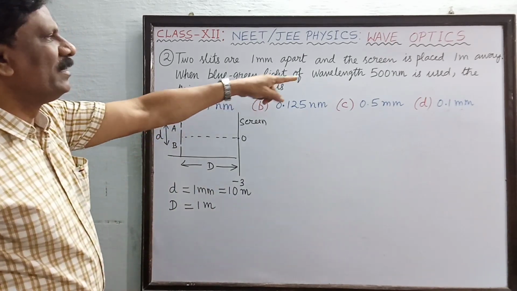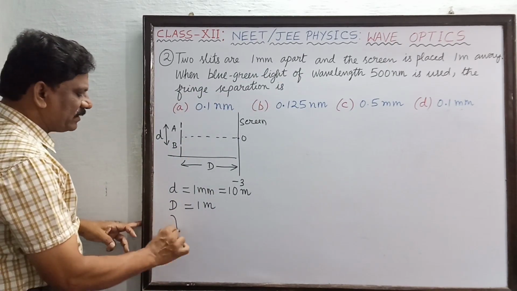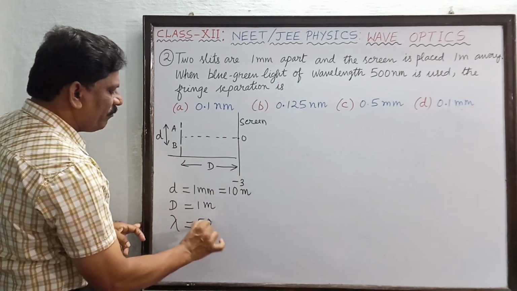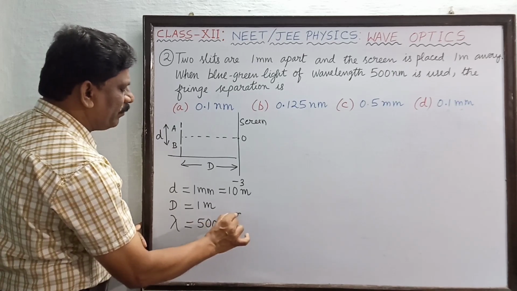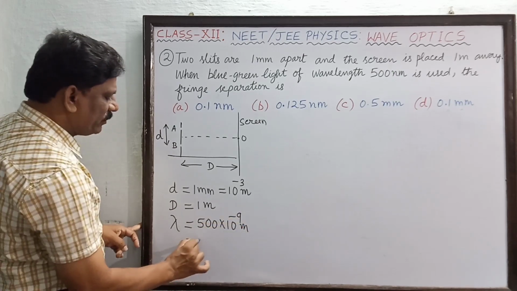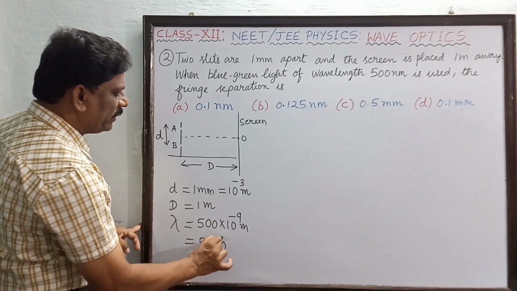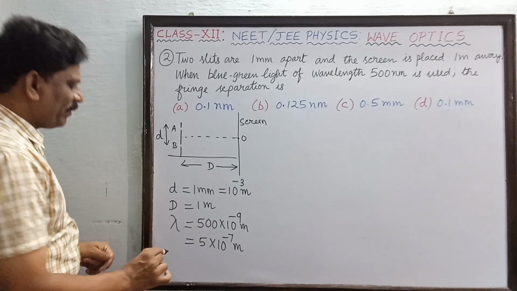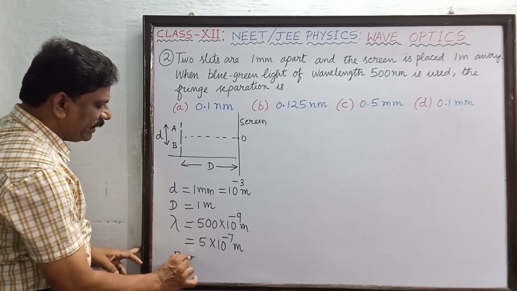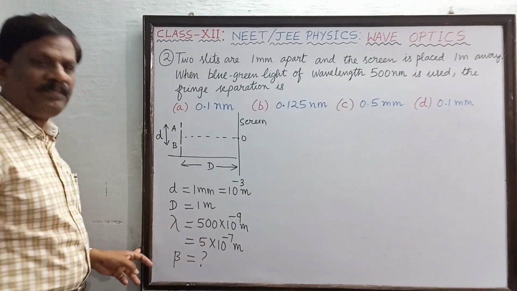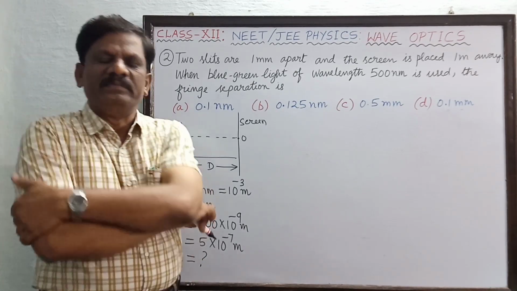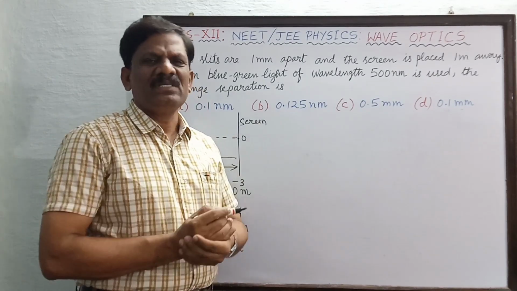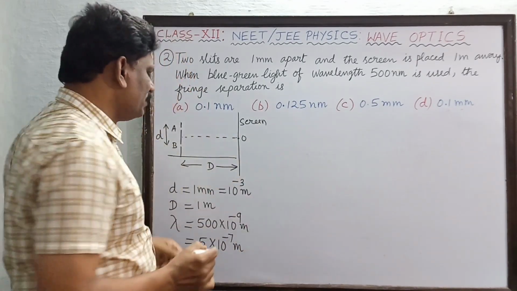Now the wavelength of the blue-green light is given. Lambda is equal to 500 nanometer, so 500 into 10 power minus 9 meter. Also it can be written as 5 into 10 to the power of minus 7 meter. The fringe separation is beta. Beta is what we have to determine. This is the simplest possible problem in Young's double slit experiment.